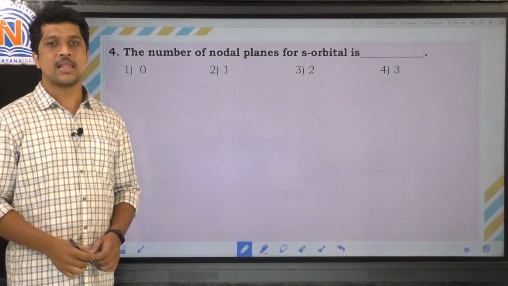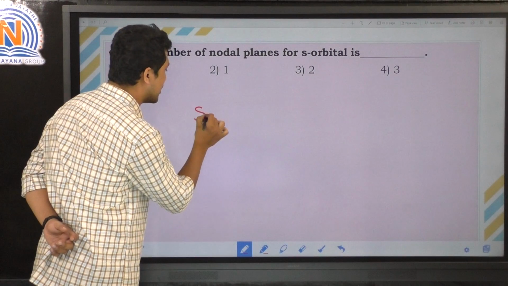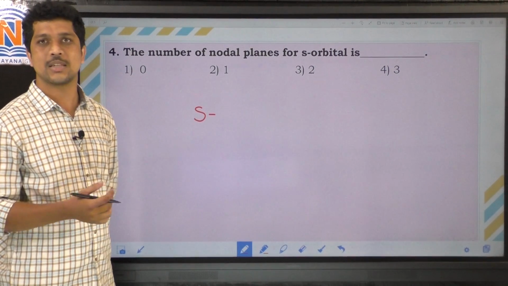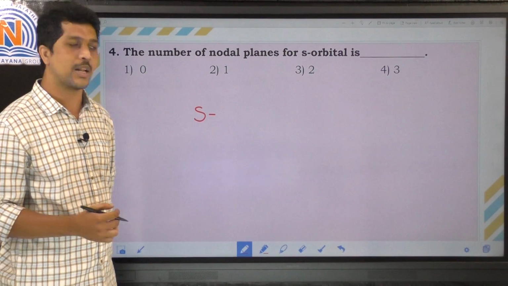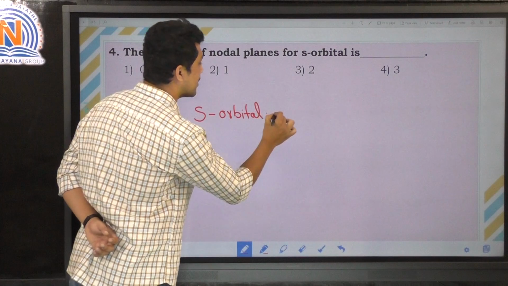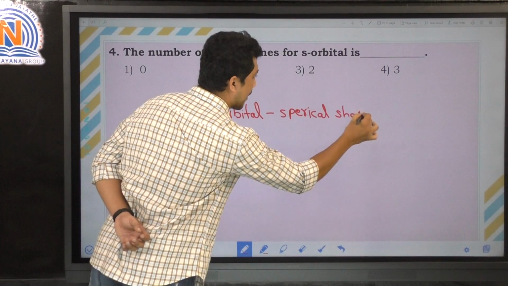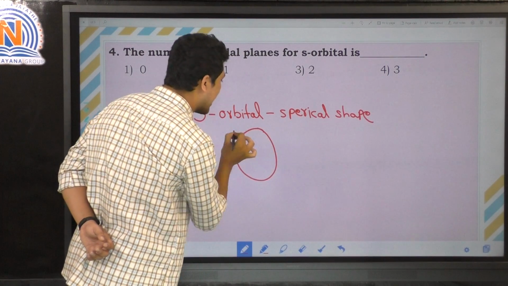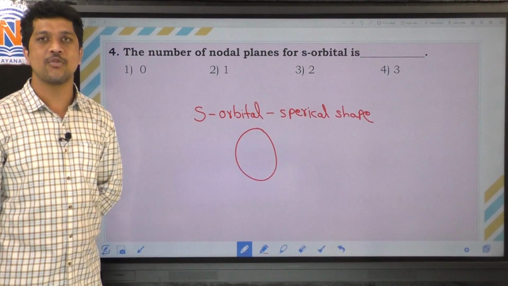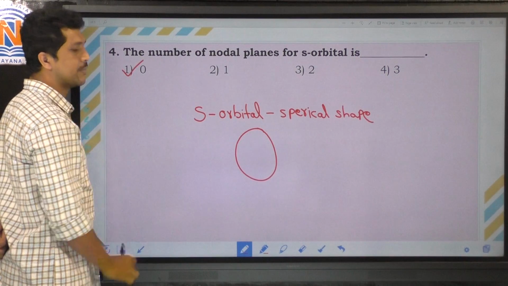Here the question: the number of nodal planes for s orbital is. Just now we discussed, a nodal plane is where there is no probability of finding the electrons. That place is called a nodal plane. The s orbital has a spherical shape, right? So we cannot find any nodal plane in the s orbital. So the number of nodal planes present in s orbital is 0. So the correct option is the first option.